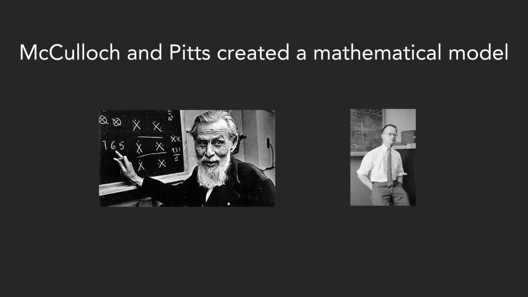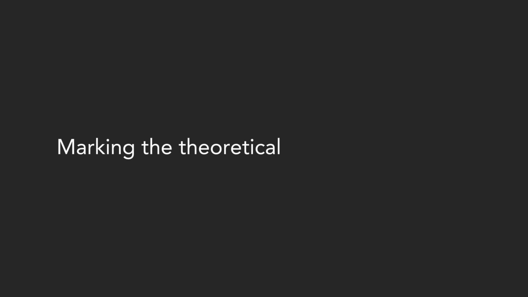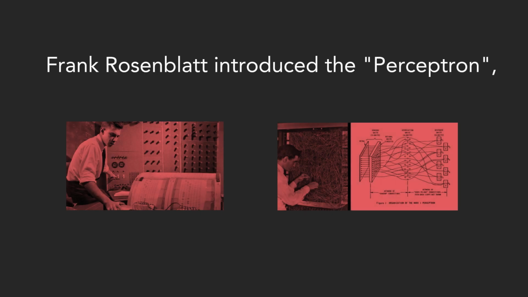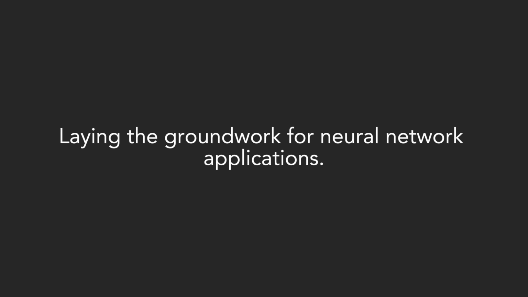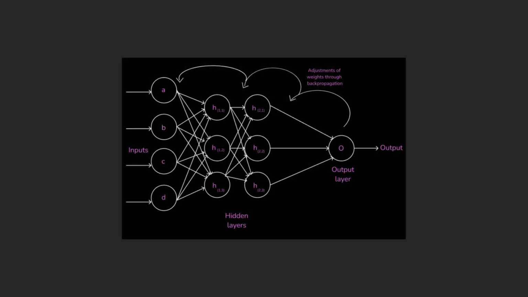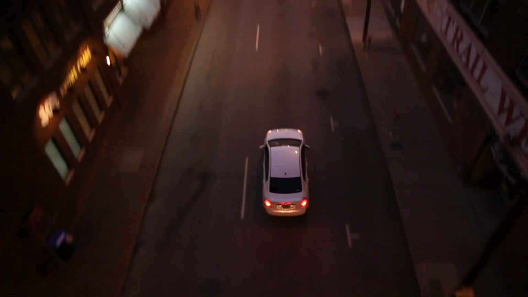In 1943, McCulloch and Pitts created a mathematical model for neural networks, marking the theoretical inception of ANNs. In 1958, Frank Rosenblatt introduced the perceptron, the first machine capable of learning, laying the groundwork for neural network applications. In the 1980s, the backpropagation algorithm revolutionized ANN training, thanks to the contributions of Rumelhart, Hinton, and Williams. In the 2000s and beyond, with advances in computing power and large datasets, deep learning techniques have achieved breakthroughs in tasks like image recognition, natural language processing, and autonomous driving.